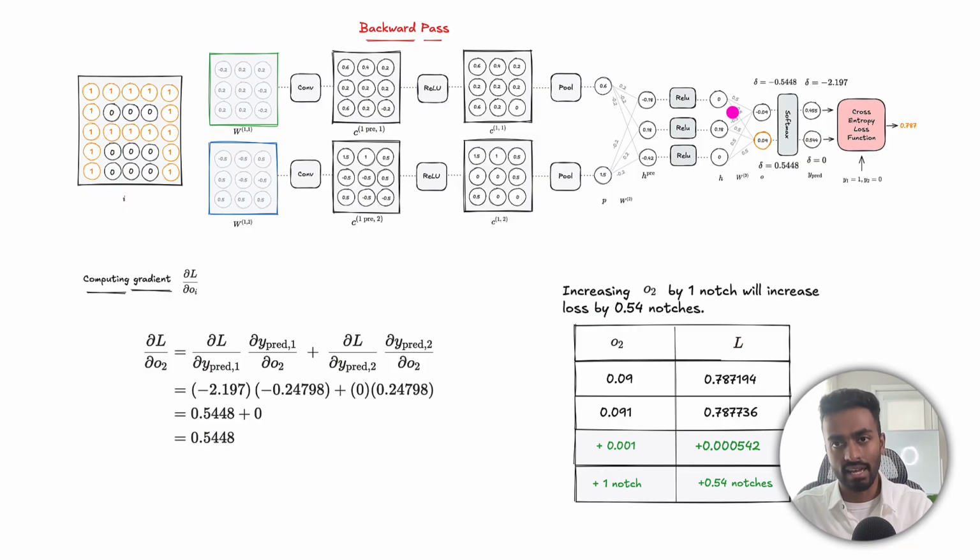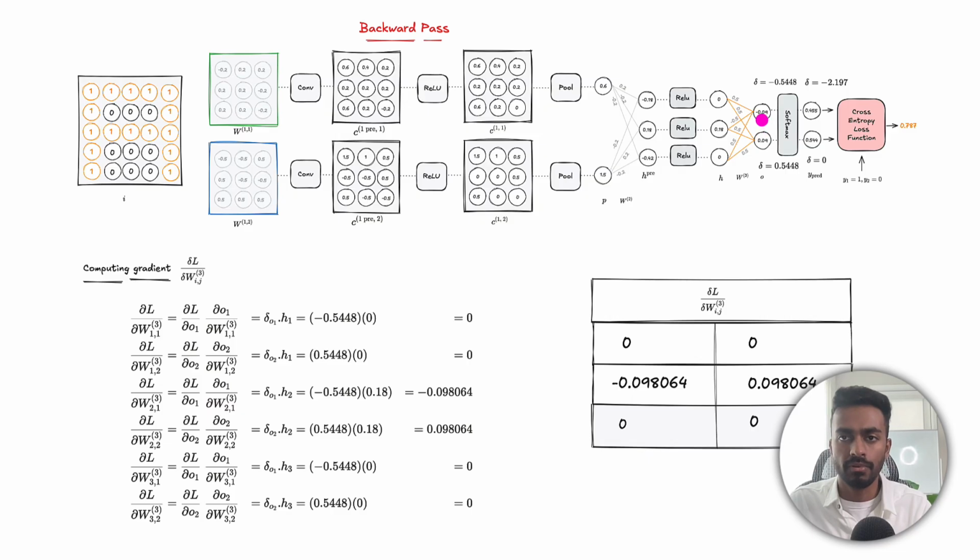So that means that increasing this by 1 notch is going to increase the loss by 0.54 notches. And that's given by this delta over here, this gradient here. So we've written both of the gradients for each of the neurons here. So I hope all of that makes sense.